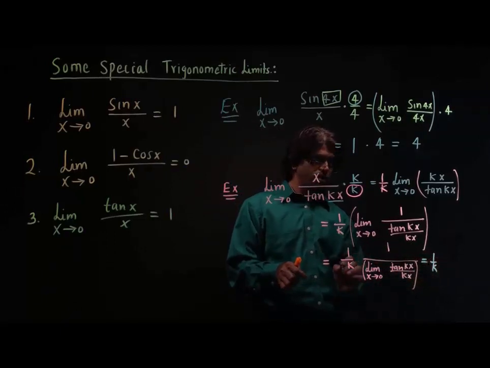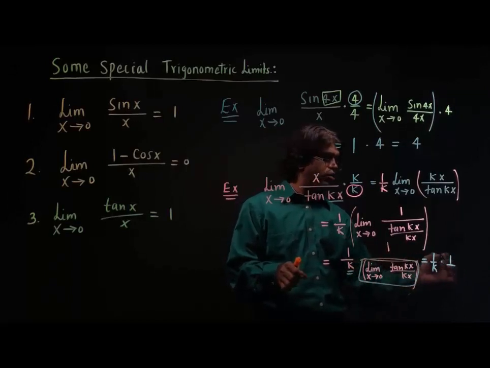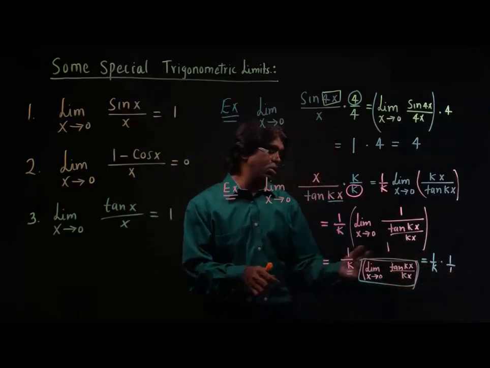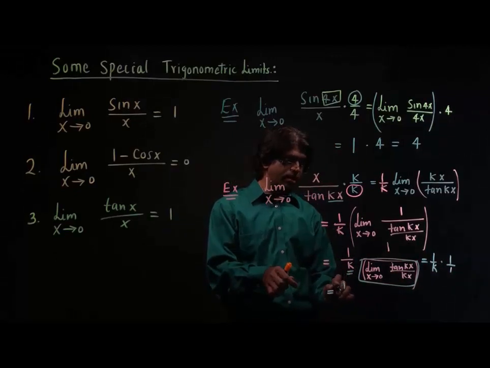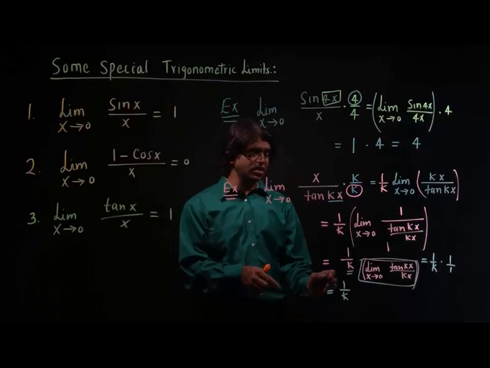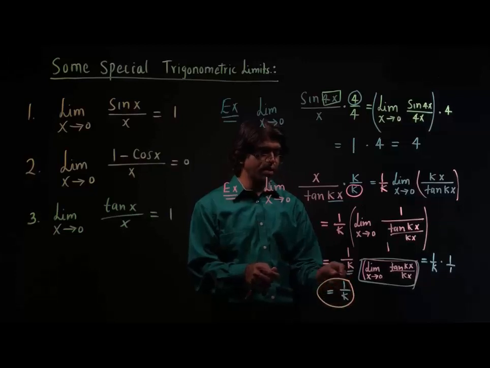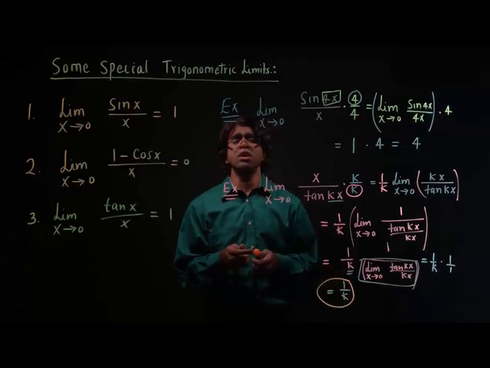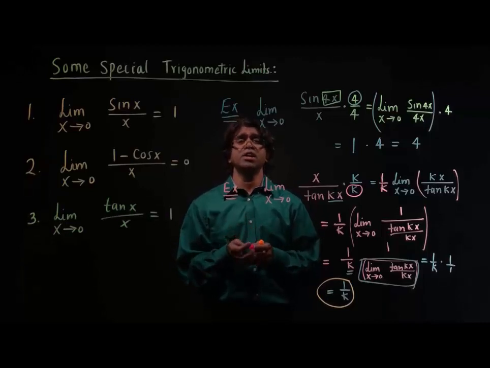So I can write this as 1 over k from here times 1 over this whole thing that I have, which is 1. So 1 over 1 is 1, and 1 over k is basically my final limit for this expression. So the limit of this function is 1 over k, right? And this is how we will use the special trigonometric limits to find the limit of a given trigonometric function.